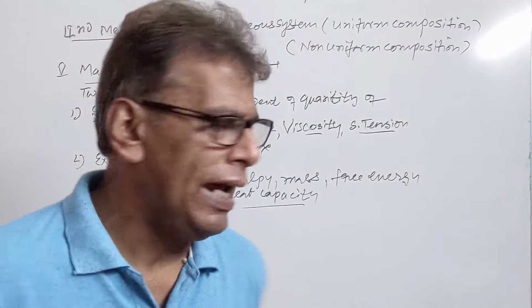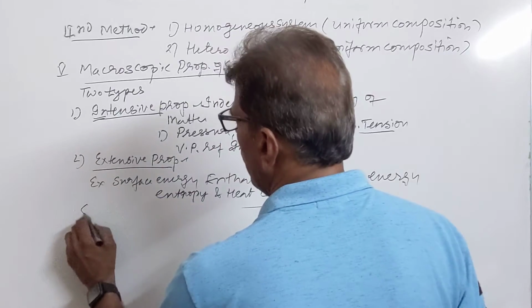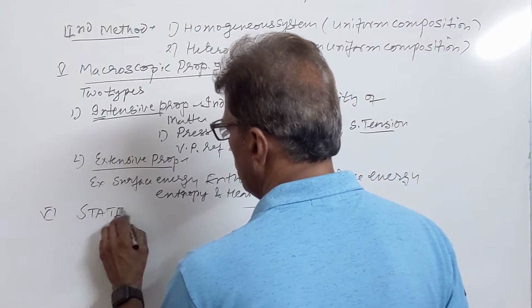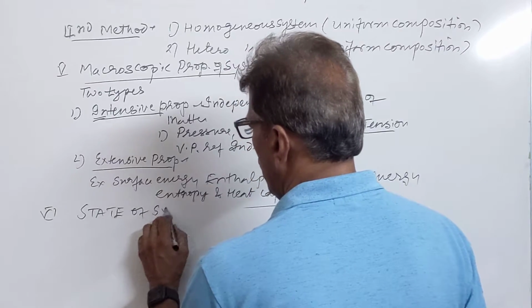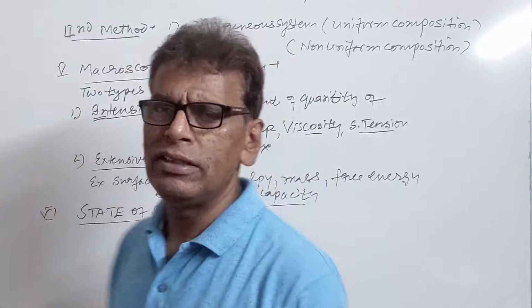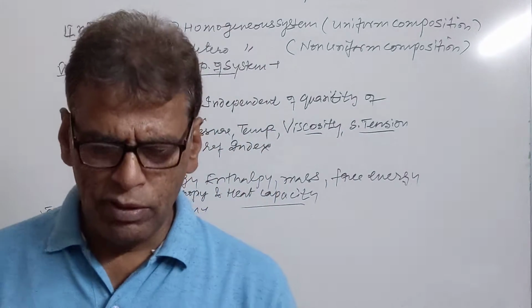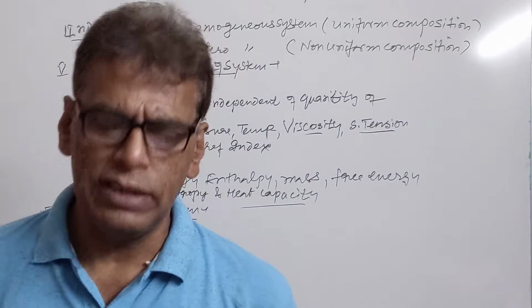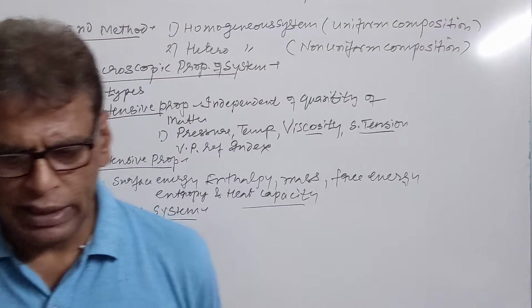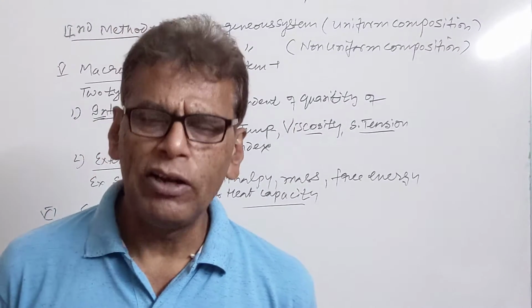Then we have the state of system. This is our sixth definition, state of system. It is the condition of existence of a system. Under those conditions, the system has constant values of its macroscopic properties. It is said to be the state of system.